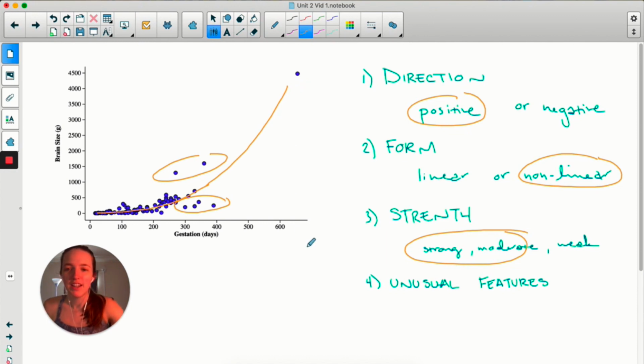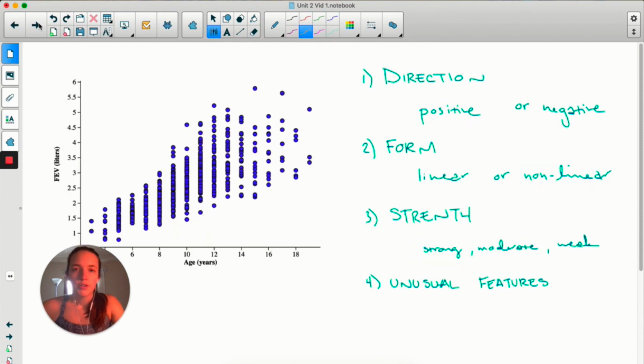Unusual features, we definitely say the elephant has an unusually large brain and gestation period compared to everyone else. And then we could mention, there's these 2 points here that seem a little off, and maybe these 4 that also seem a little off. We're not going to describe this one, I just wanted to bring it up.